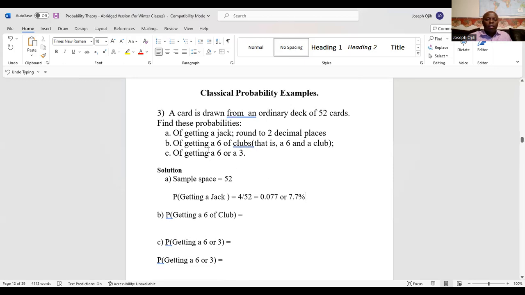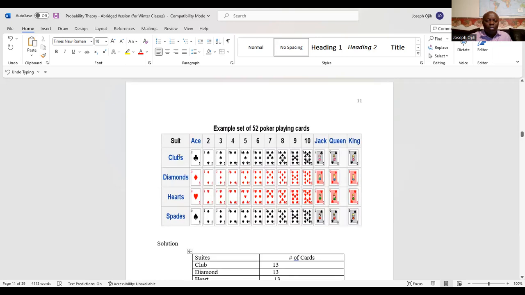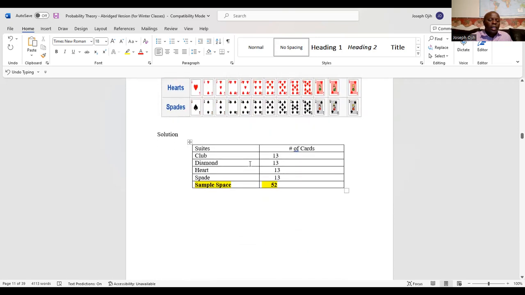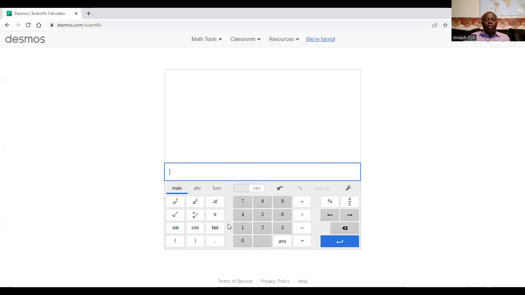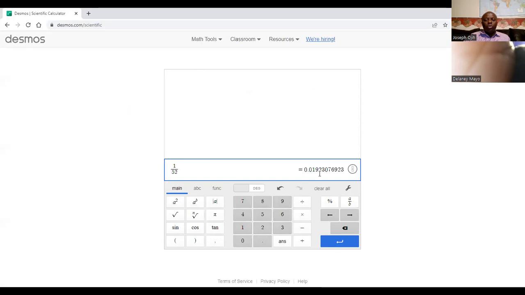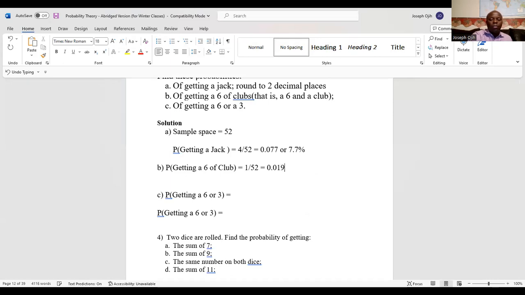The second question is this. It says, of getting 6 of clubs. How many 6 of clubs do we have? Under the club, we have only one of them that has number 6. See? So getting 6 of clubs is 1 out of 52 cards. Which is, we go to our calculator, 1 divided by 52 cards, 0.019 rounded, equal 0.019, or if you like, you can call it 1.9%.